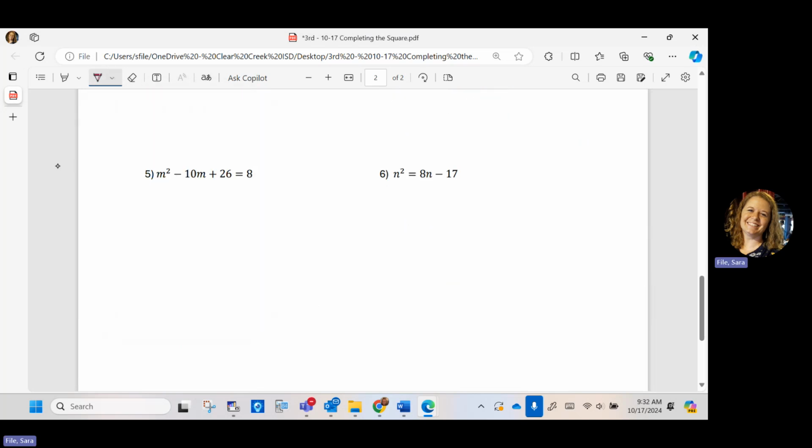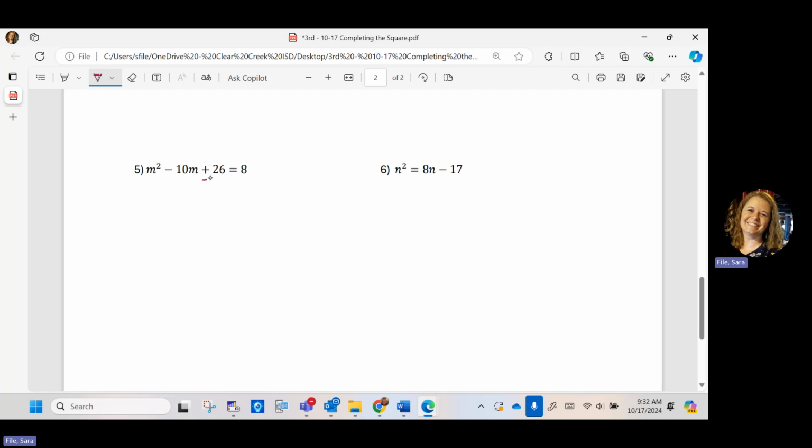Sure everybody's got this. Stop me if you're confused on something. These are slightly different. This one is not set equal to 0, but I still need to move that 26 to the other side. But there's already a number on the other side, so we do have to combine those first. I'm going to do my plus blank. And then on this side, what is 8 minus 26? -18, then my plus blank.